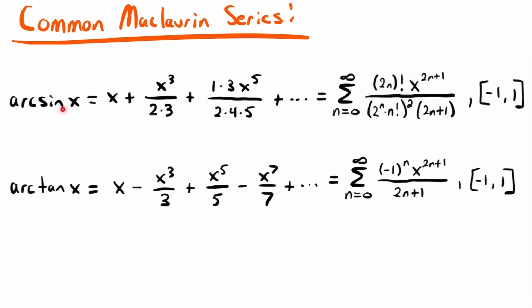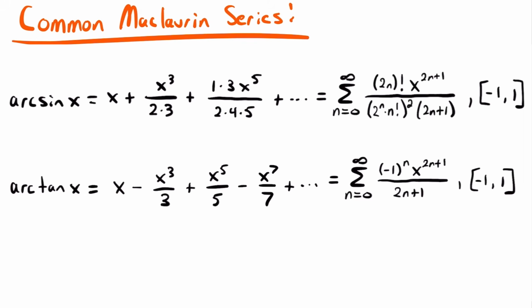We have arcsine of x, or the inverse sine function, and arctangent of x, or the inverse tangent function. Now, arcsine of x is pretty ugly. These terms are pretty nasty, and so is this series, but it is helpful to know, so you might want to write this one down. And this series is convergent from -1 to 1, including both endpoints. And arctangent of x is equal to this series, which is a Maclaurin series as well, and it's also convergent from -1 to 1, including those endpoints.